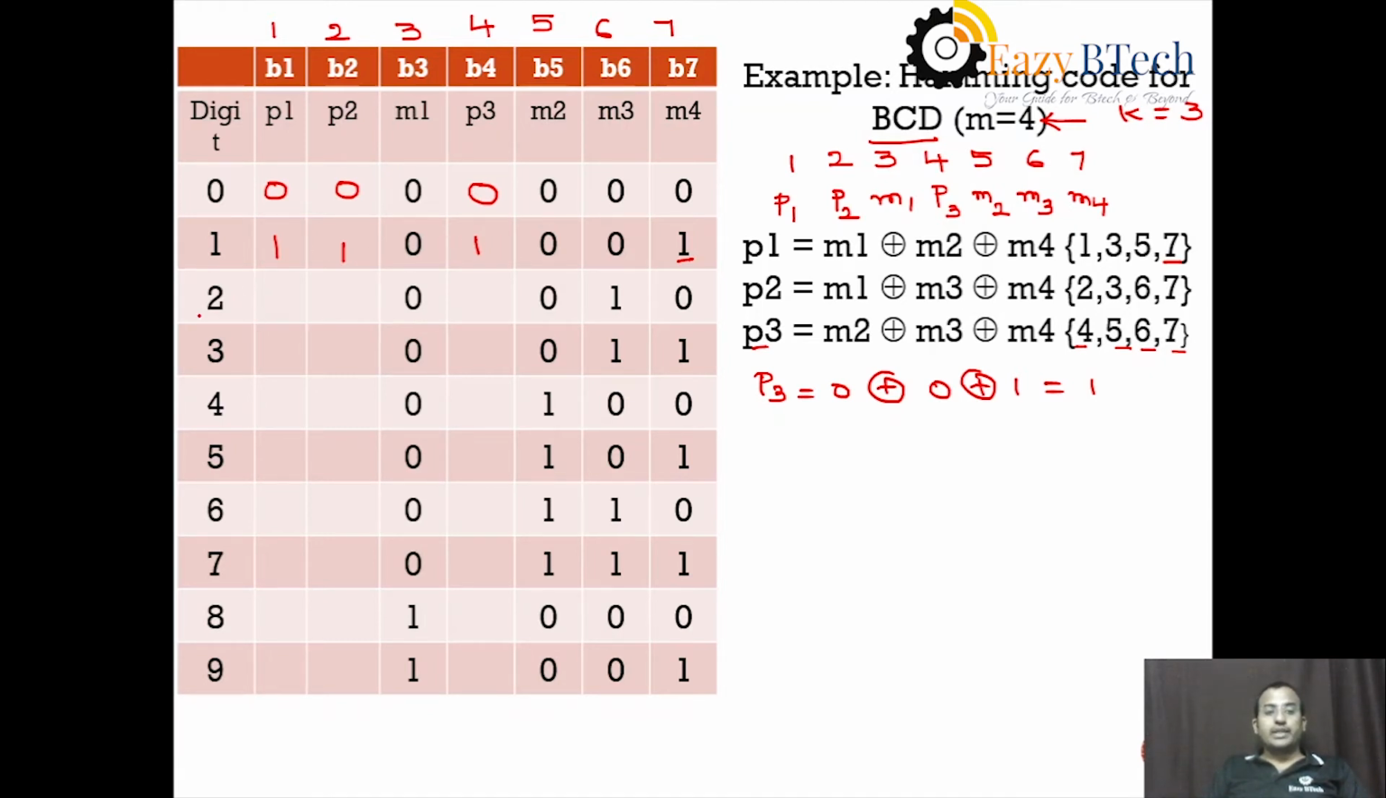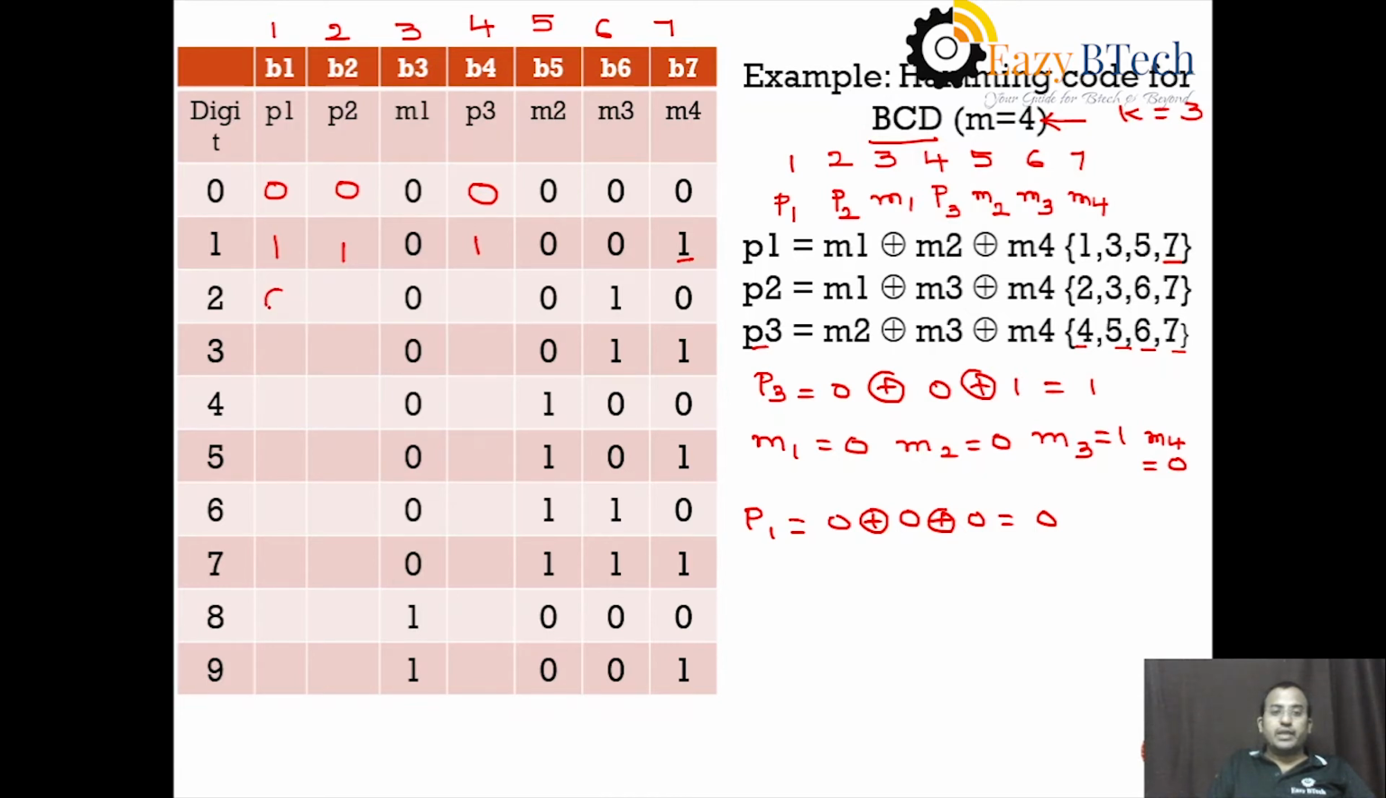Next, for the digit 2, 0, 0, 1, 0. That means M1 is 0, M2 is 0, M3 is 1, M4 is 0. To calculate P1, we have to do M1 modulo M2. So 0 modulo 0. Next, we have to take modulo with respect to M4. M4 is also 0. So this will be 0. So parity bit P1 is 0.